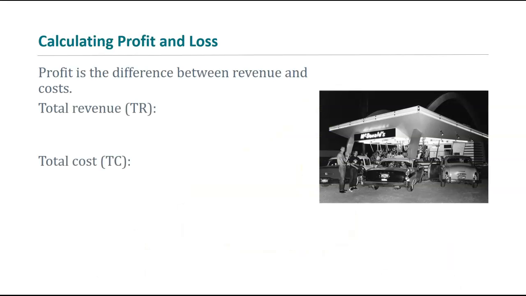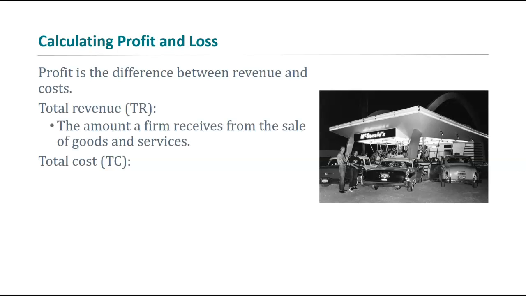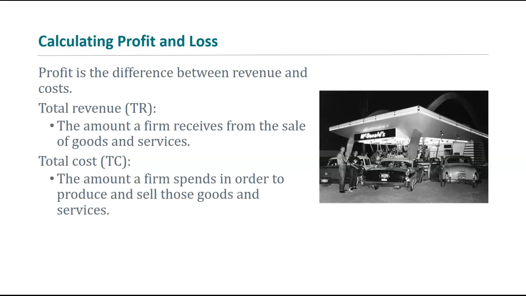What is profit? Now, profit is the difference between your revenue and your costs. So your revenue is the amount of money that comes to you, the amount a firm receives from the sale of goods and services. We've talked about this in previous chapters, and we've defined it as price times quantity. How many did you sell and what did you sell them for, right? And then your costs, of course, are the amount that the firm spends in order to produce and sell those goods.